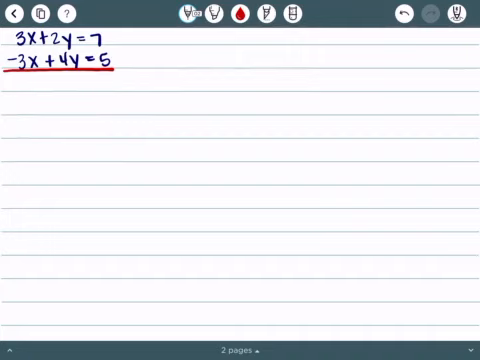So 3x plus negative 3x gives me 0. 2y plus 4y gives me 6y. And 7 plus 5 gives me 12. So then to solve for y, divide by 6. And y equals 2. So now I have my y.